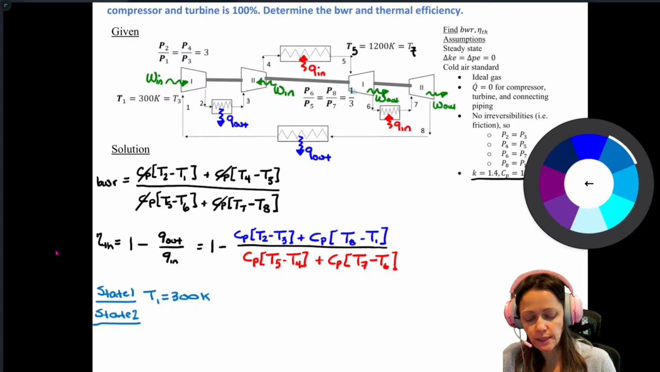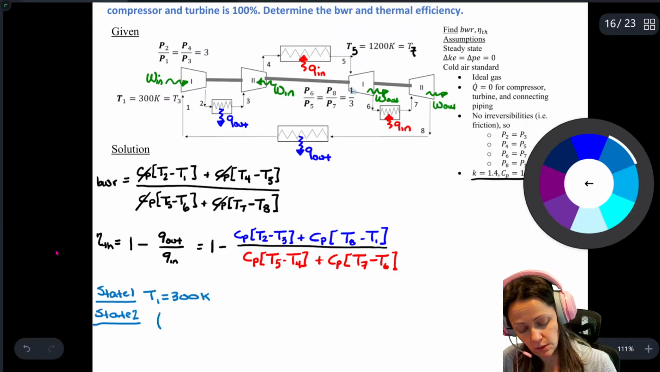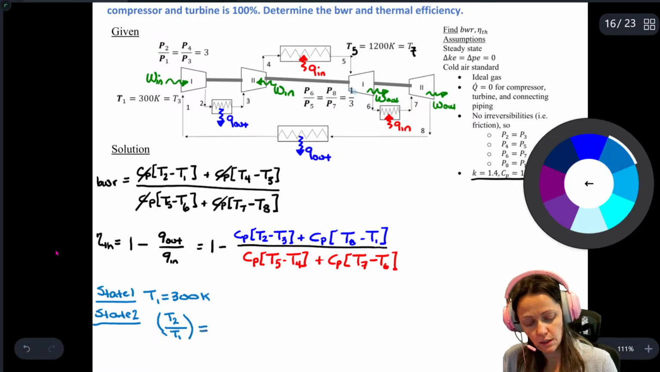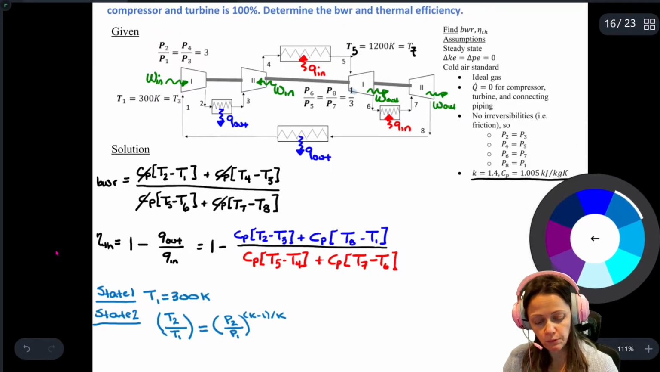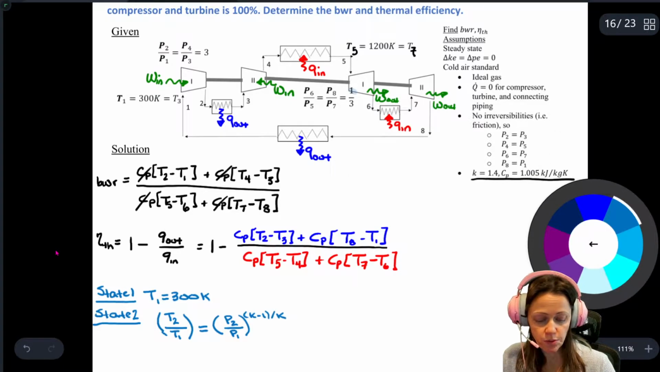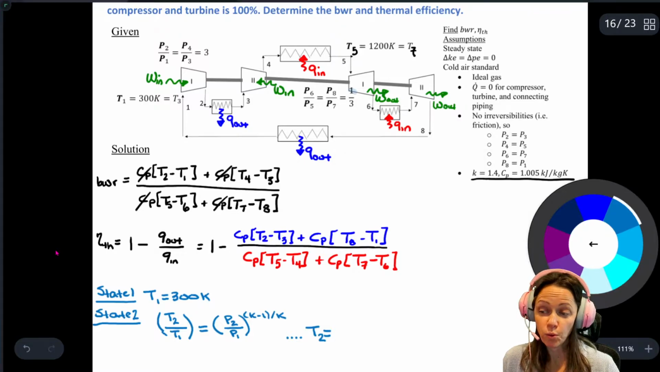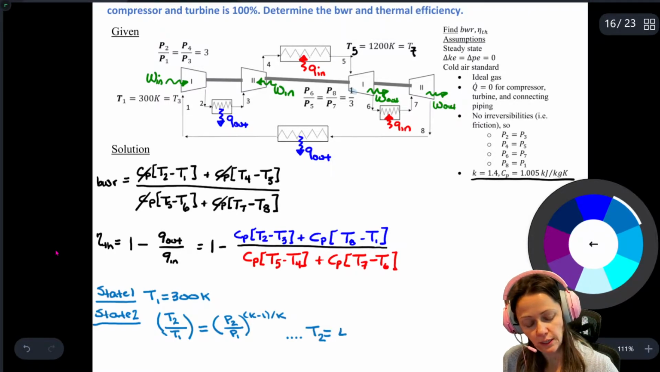Well, T2s is T2, so write this just as T2, which is, like I said, T2s. This is equal to T1 times P2 over P1 to the K minus 1 over K. So K is equal to 1.4. Our pressure ratio is 3, and as long as everything is in absolute temperature units, I get a temperature T2 of 410.63.